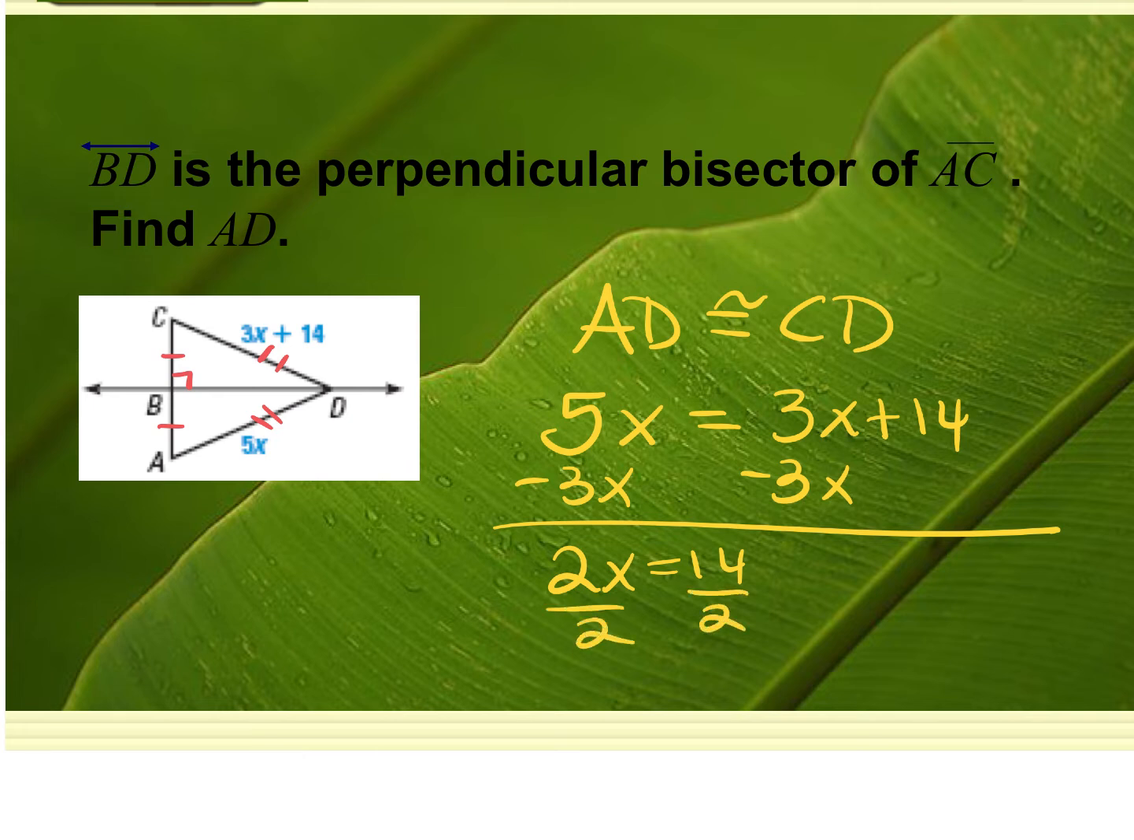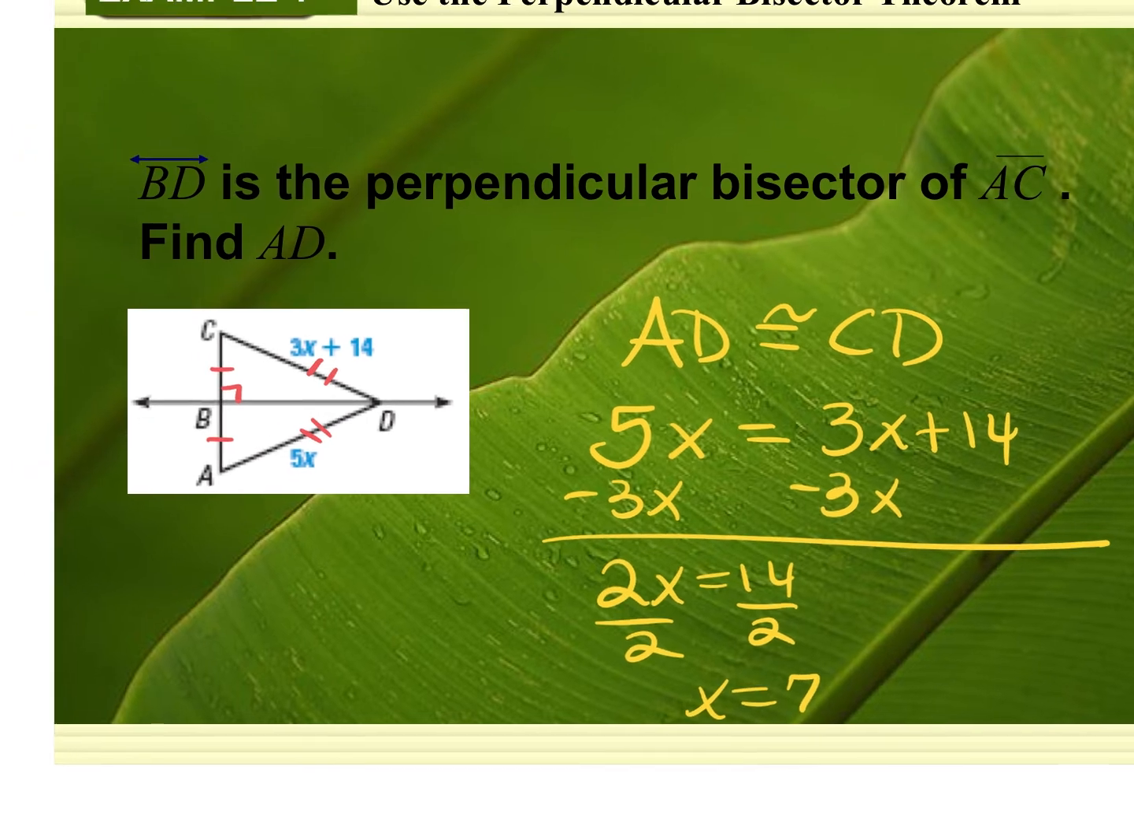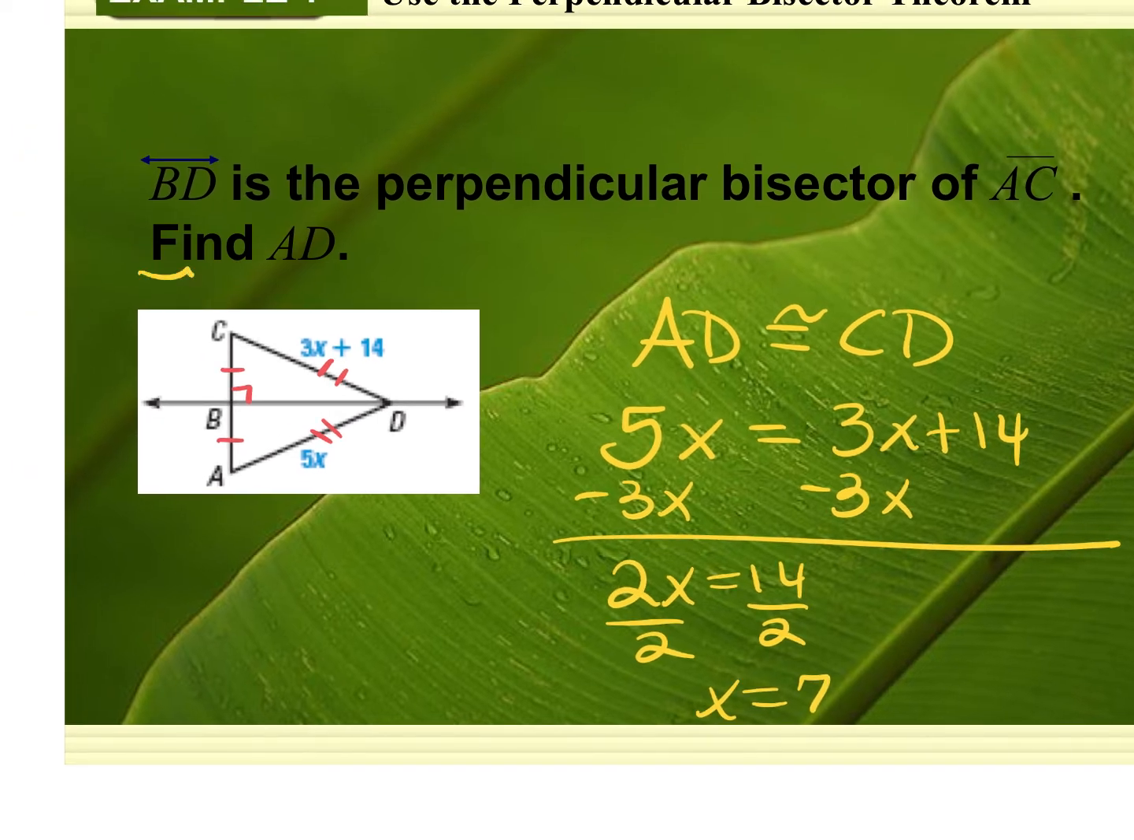Divide by 2, and x equals 7. Now, remember, just like on the quiz and on the test, go back and see what they're asking us to find. I know it's kind of dark here, but they want us to find the length of AD. And AD was right here, it was 5x. So now I'm going to replace x with what I just found, 7. So the length of AD is going to be 35.